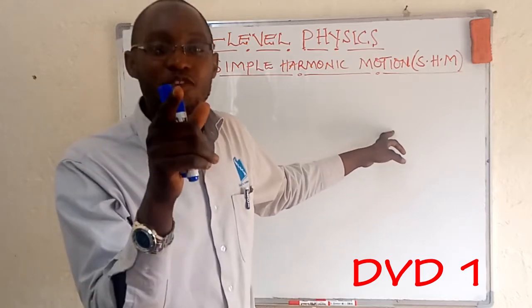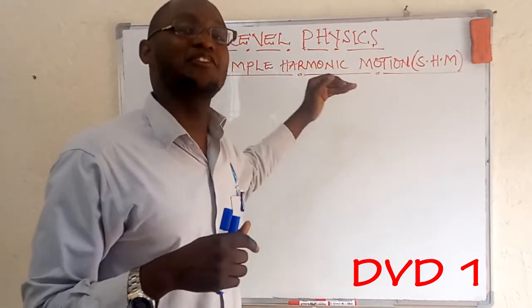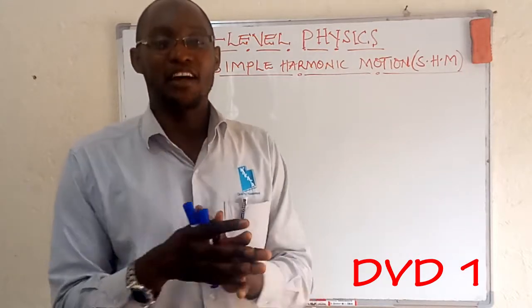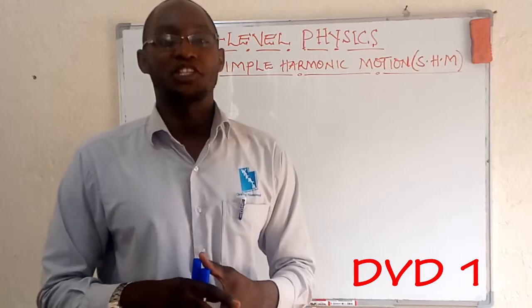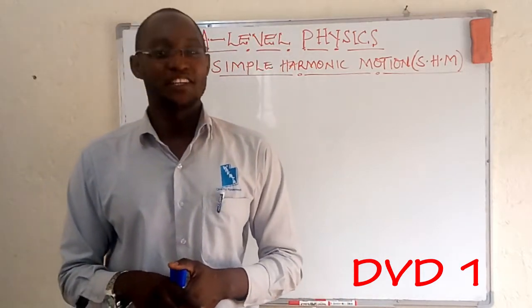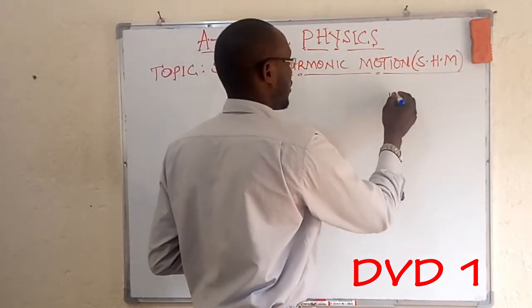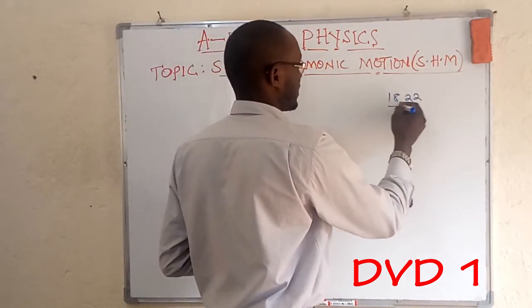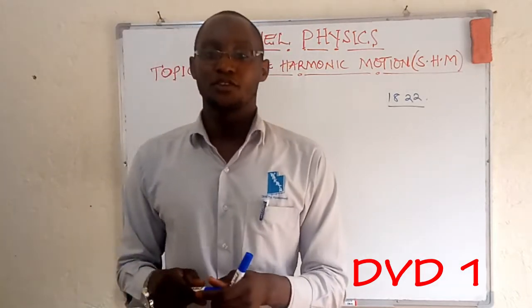You also need to hear that the topic I'm introducing in physics today was discovered by a French mathematician by the name of Joseph Fourier, in 1822. If we go into the history, that is 1822, by a French mathematician by the name of Joseph Fourier.